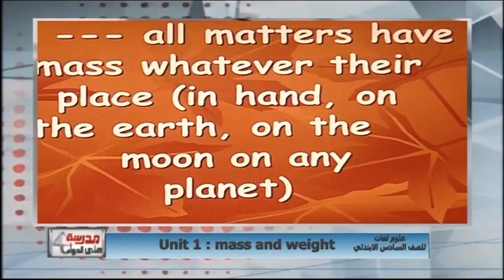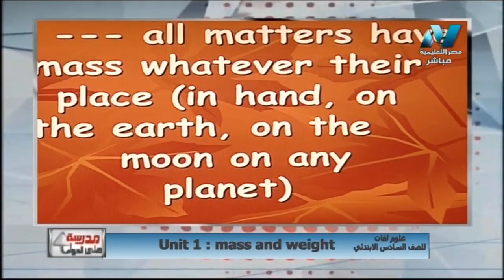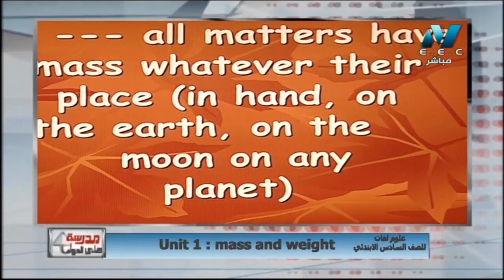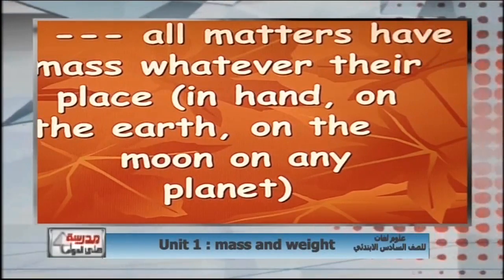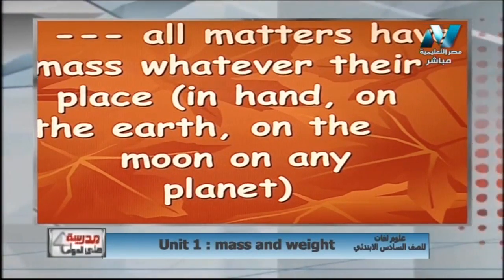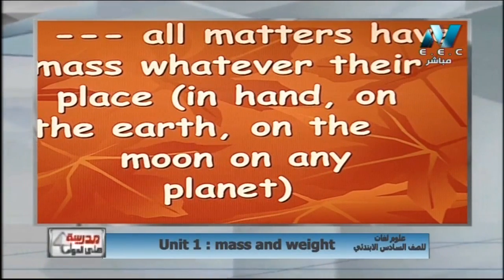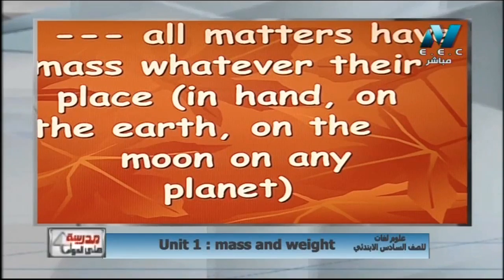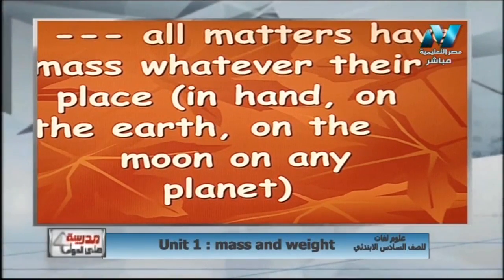Another property of mass، خاصية تانية للماس: all matters have mass whatever their place. ودي بقى بصراحة أهم خاصية في الماس. All matters have mass whatever their place، مهما كان مكانها: in hand، on the earth، on the moon، on any planet. يعني معنى كده ان الماس ما بتتغيرش مهما اتنقلت من مكان لمكان. On earth، on the moon، on Venus، on Jupiter the biggest planet as you know, mass doesn't change.